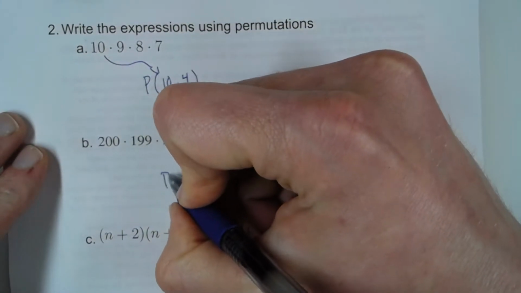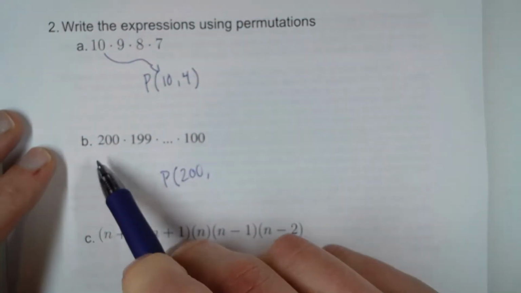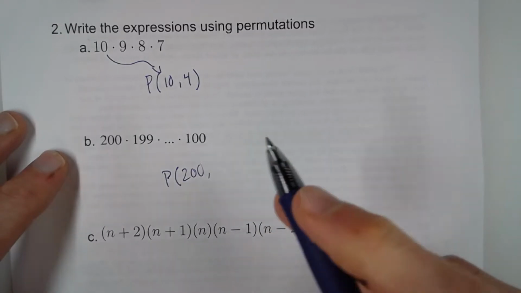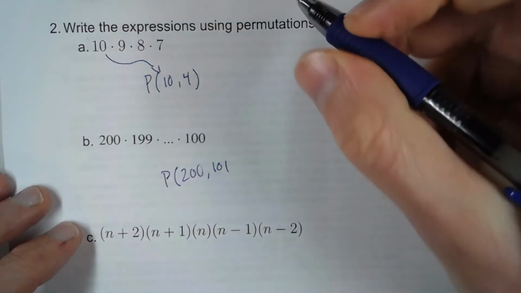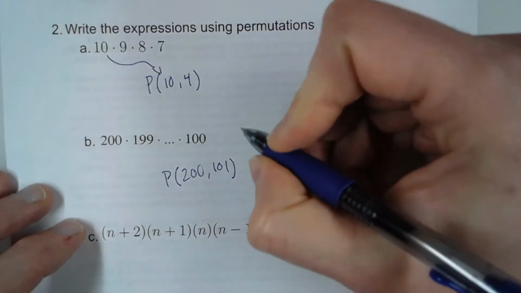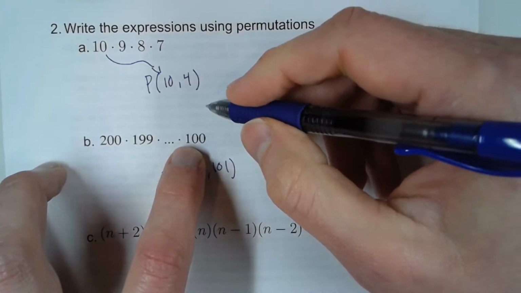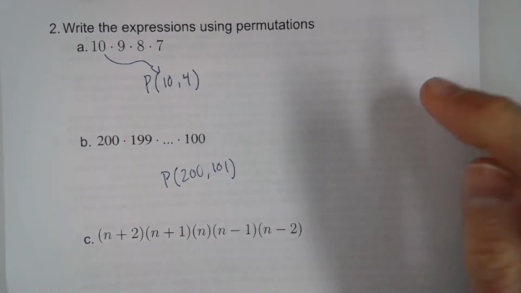So for letter B, that's going to be 200. Now we have 200, 199, all the way down to 101. Now be careful, because this second number isn't 100, it's 101. And that's because if we start with 200 and count down to 101, that's 100. But then I add in 100, and so we get 101 there.